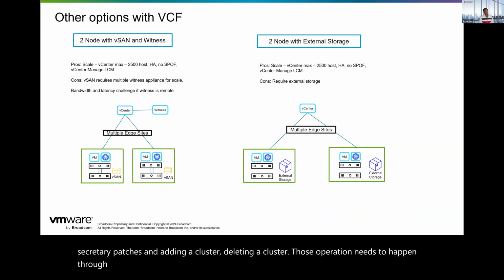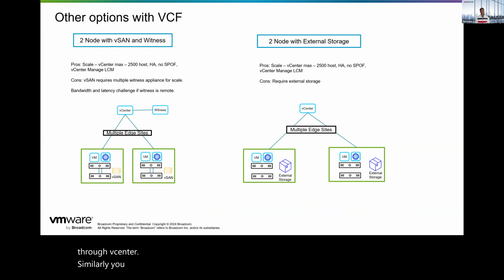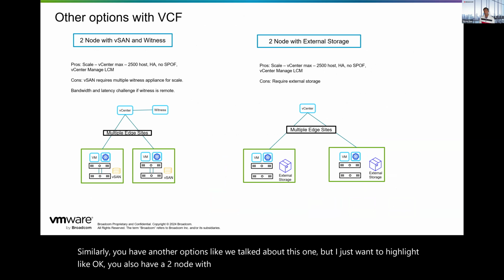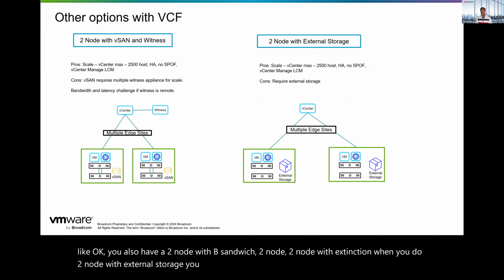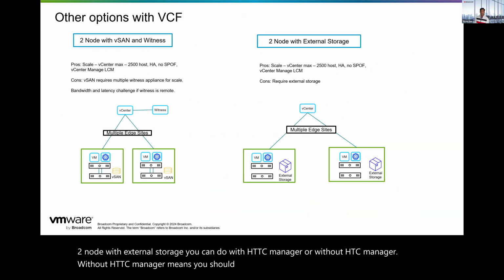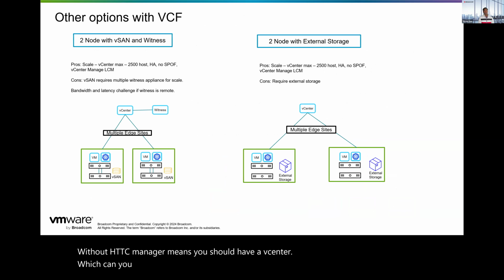Similarly, you have other options. We talked about this one, but I just want to highlight that you also have two node with vSAN witness and two node with external storage. When you do the two node with external storage, you can do it with SDDC Manager or without SDDC Manager. Without SDDC Manager means you should have a vCenter, which you can deploy, and two node with vSAN and witness. Witness is required to satisfy the third node, right?